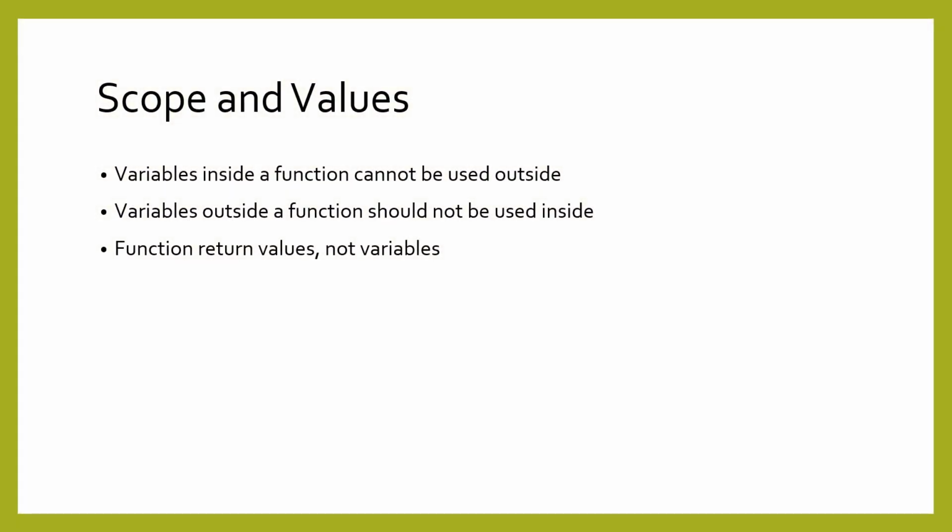Previously, we learned about scope, the idea that variables inside a function cannot be used outside of the function, and variables outside a function should not be used inside the function. Further, we learned that functions do not consume or return variables. Instead, they consume and return values. These ideas are critical in understanding how data flows through a program. The goal as a programmer is to isolate variables to regions of the program so that those regions are easier to think about without having to keep the entire program in your mind all at once.